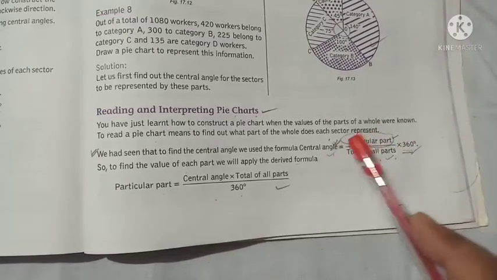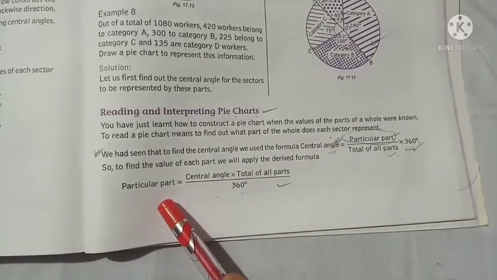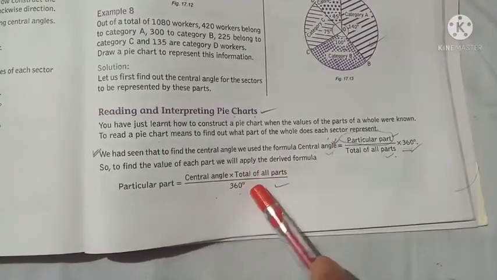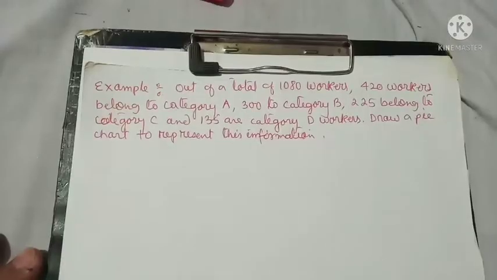If you want to construct a pie chart, we have to find the central angle, and if you want to find the particular part, you have to use this formula. So let's see one example of how to find the central angle and how to find a particular part.